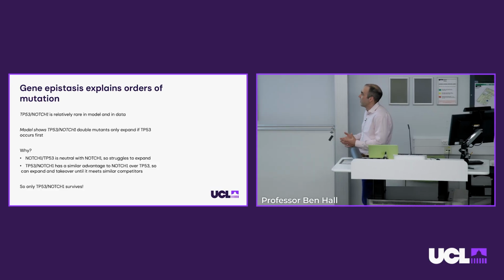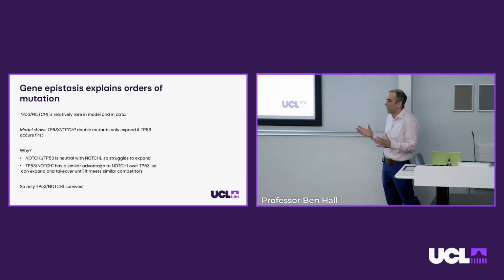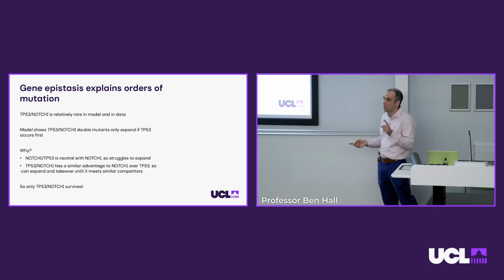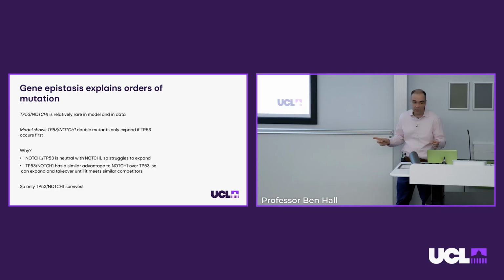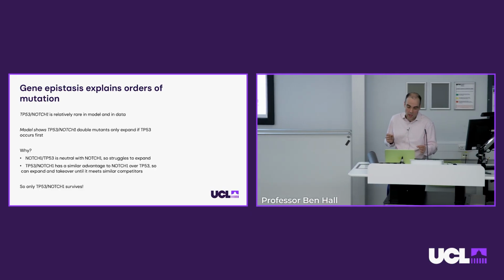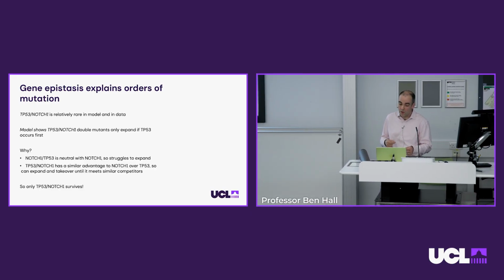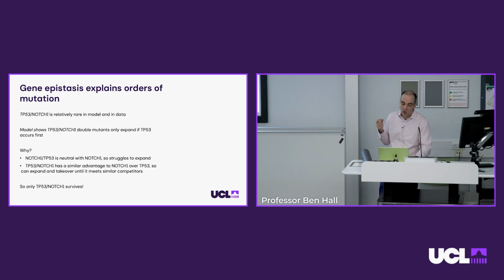So what does this model tell us? Well, we know that if we look at the data, cells that have mutations in both P53 and Notch1 in healthy tissue are relatively rare. Now, this is true of our model as well. Our model, though, has a specific prediction. It predicts that the double mutant only expands if P53 has happened first.